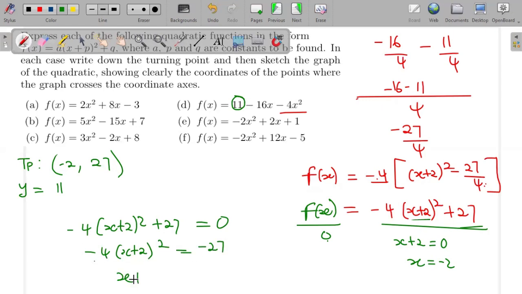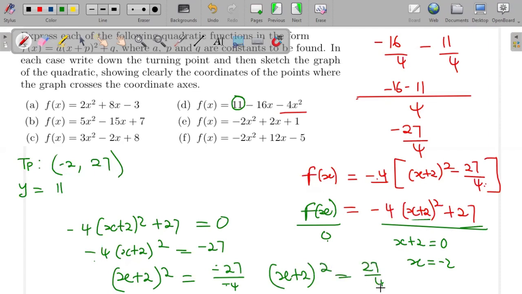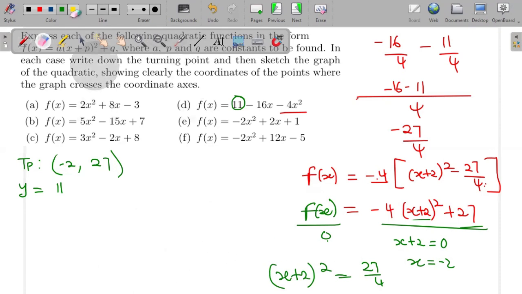We end up with x plus 2 squared is equal to minus 27 over minus 4. But the minus and the minus cancel, so what we have is x plus 2 squared is equal to 27 over 4. Okay, and then when we reach here, we square root both sides. When we square root this side, we're going to have plus or minus the square root.